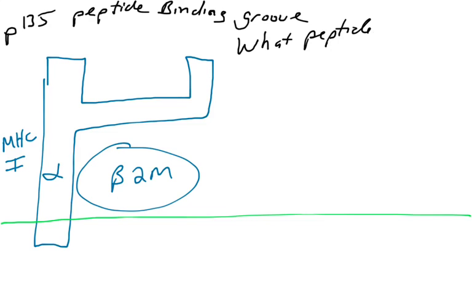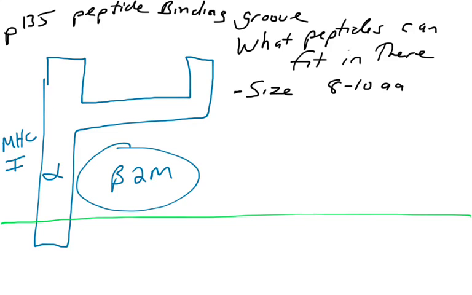Well, what peptides exactly can fit in this? Can every single peptide fit in there? No, actually, quite the opposite. Very specific peptides can fit in there. Typically, peptides range only from the size of 8 to 10 amino acids long can fit in this peptide binding groove. So longer peptides, shorter peptides typically don't get in here. So if a peptide is anywhere from 8 to 10 amino acids long, then it is possible to get loaded in here, but it's not definitely going to get loaded because there's some other constraint for MHC peptide loading.